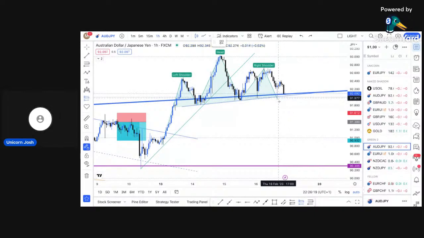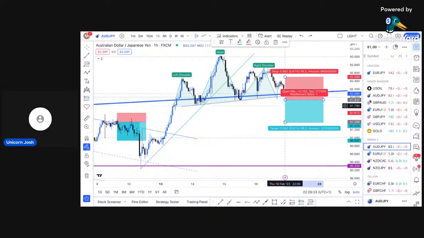It actually went below the neckline. It was still, it was not ready. It still went up a bit. So that's the risk of setting pending orders on trades like this, without waiting for it to play out.